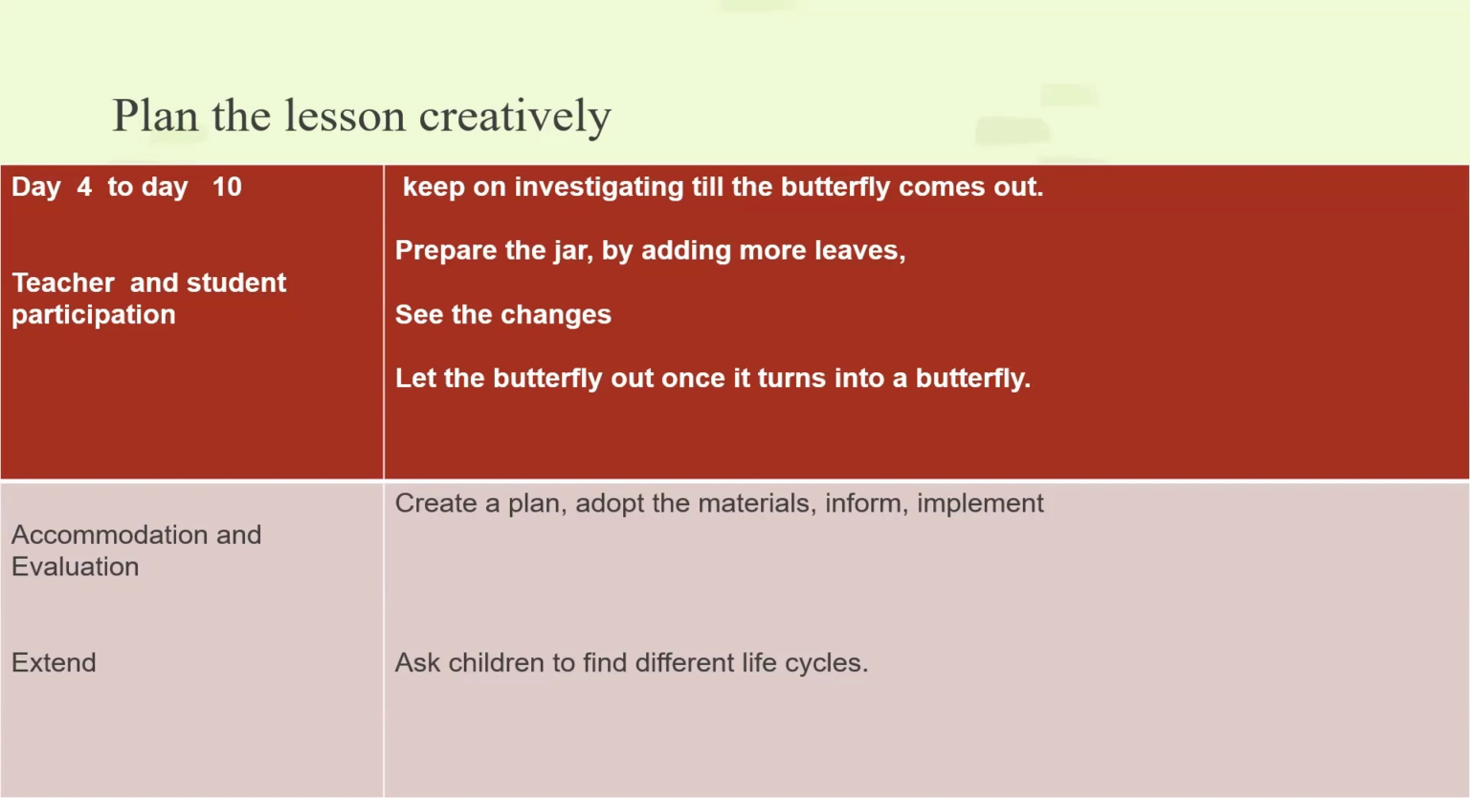How do we extend our lesson? We can ask children to find different life cycles in the environment. They will bring more ideas the next day. That is where we add a 21st century skill, critical thinking.